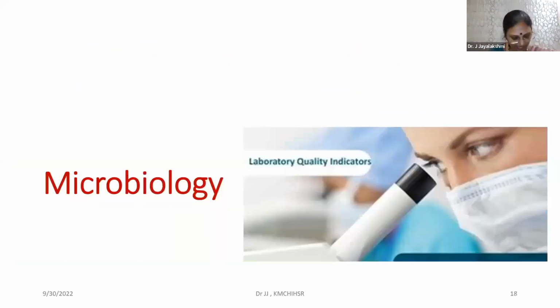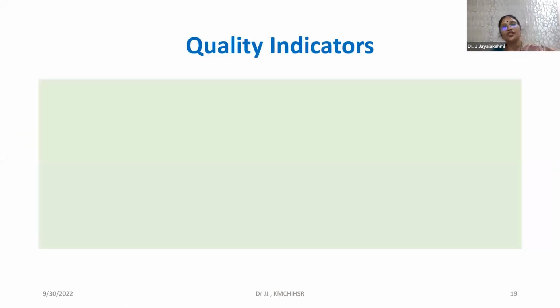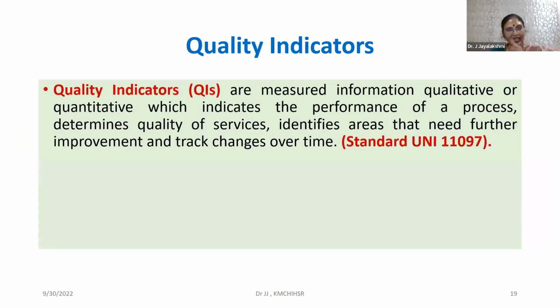So we're moving on to the next session that we have. That's on quality indicators in microbiology. Now, what are these quality indicators? The standard UNI 11097 document says these are measured information, which are either qualitative or quantitative, which indicate the performance of a process. It determines the quality of service, identifies areas that need further improvement, and tracks the changes over a period of time. So this is quality indicators.